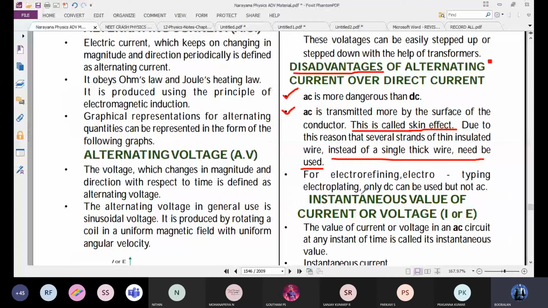So next one, for electroplating or electrotyping, only DC can be used, but not AC. So we use only DC. In welding also, in this process we use DC current, not AC.